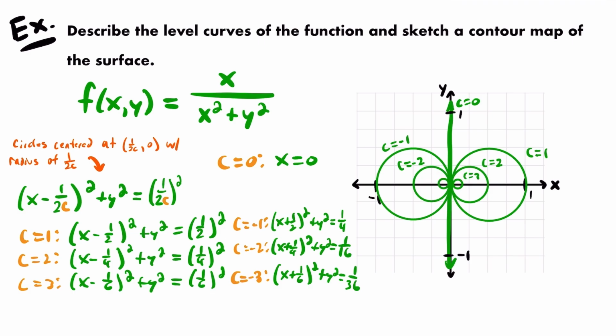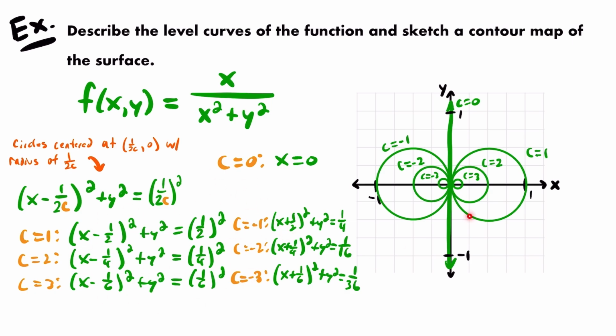Okay, remember this is just a sketch. Those circles don't have to be perfect. As long as they are reasonably close to what they should actually be, you're good to go. All right, and so there's our contour map. We have now sketched all of the level curves that we found for these different values of c.